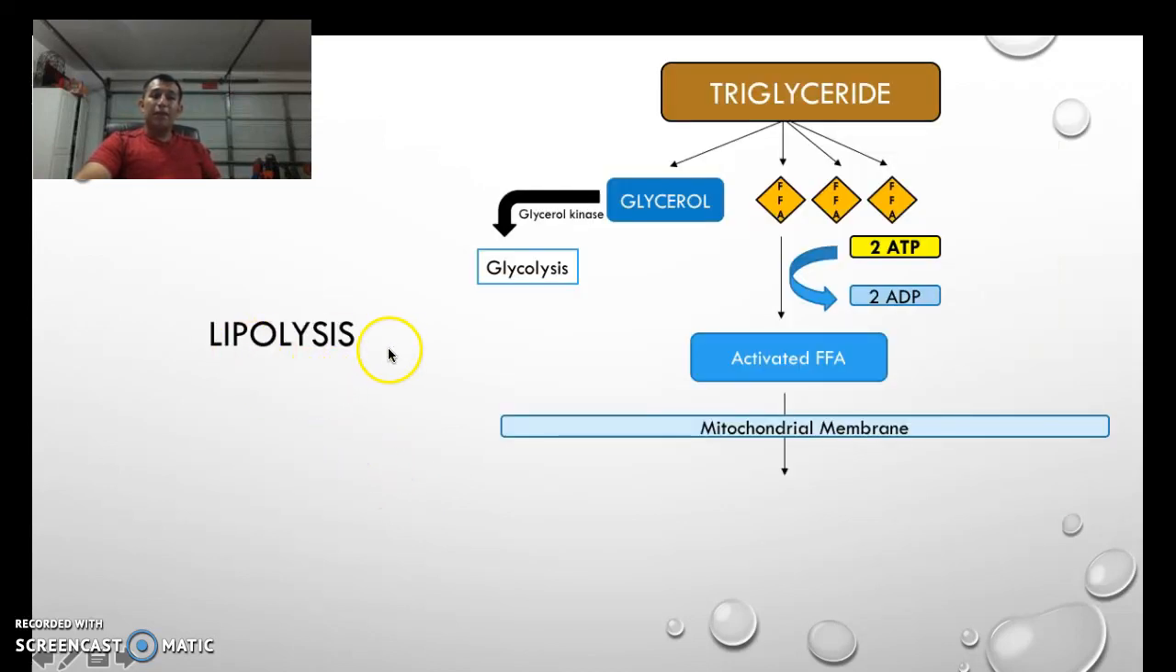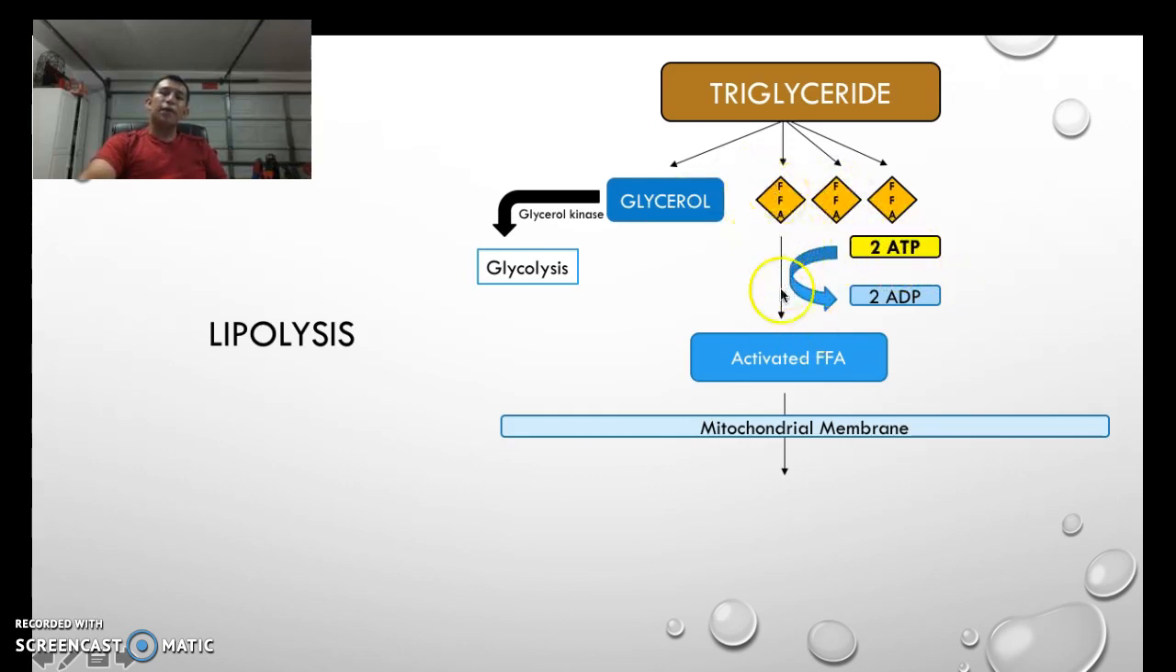Then after that, lipolysis comes in. We have a triglyceride, so it has a glycerol and three free fatty acids here. We're going to be dealing with a 16 carbon chain of palmitic acid, and glycerol gets stripped over here by glycerol kinase and gets shuttled to glycolysis. We'll talk about that in the next slide. To activate these free fatty acids, 2 ATP must be used.